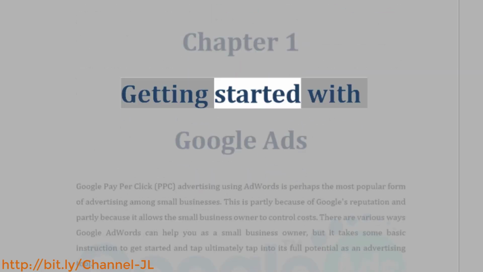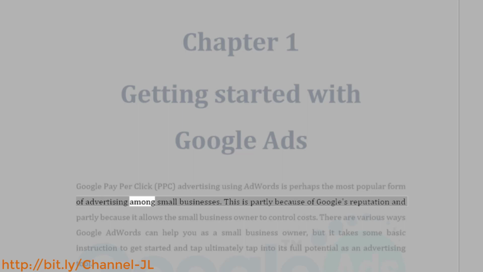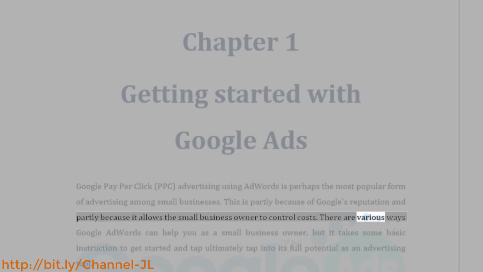Chapter 1. Getting started with Google Ads. Google Pay-per-click, PPC, advertising using AdWords is perhaps the most popular form of advertising among small businesses. This is partly because of Google's reputation and partly because it allows the small business owner to control costs. There are various ways Google AdWords can help you as a small business owner, but it takes some basic instruction to get started and ultimately tap into its full potential as an advertising tool.